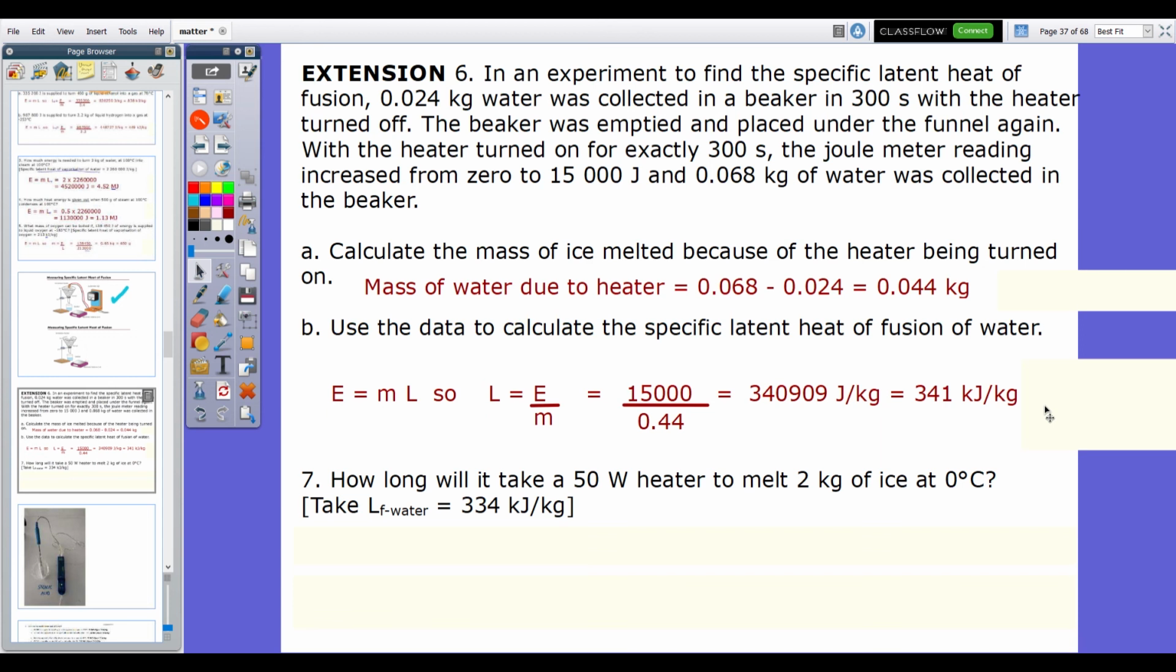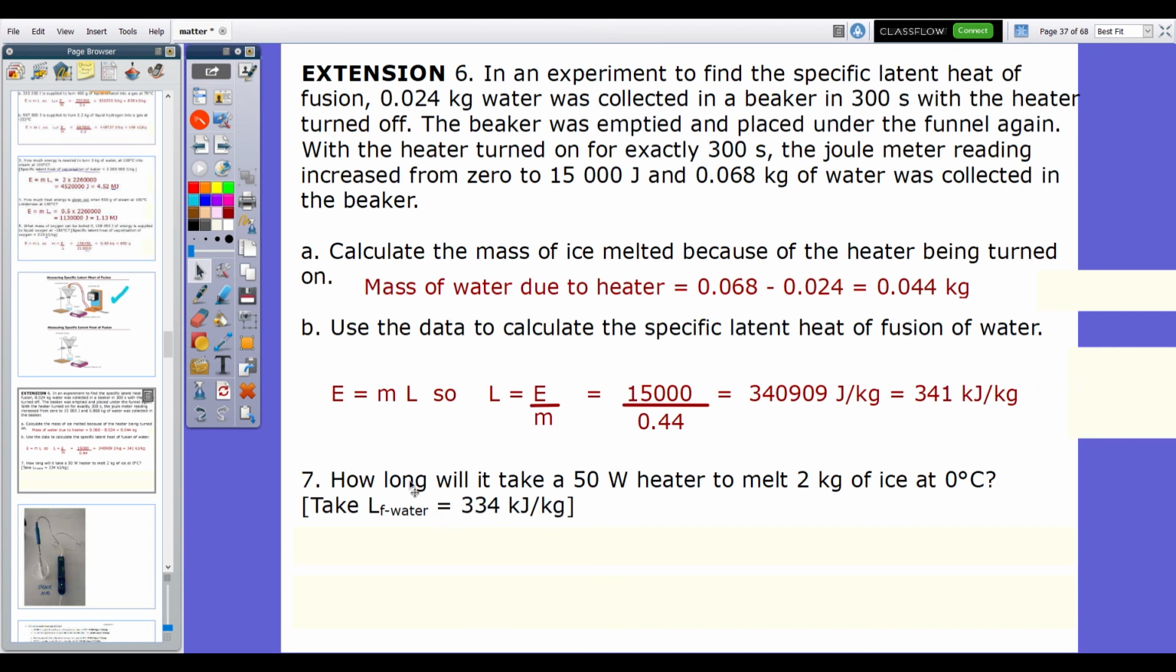Now, if you actually go to the question below, that's very close to the actual latent heat of fusion of water, which is 334. So this is an experiment. Clearly there's going to be extra heat losses, or there might not be as much water collected, so we might underestimate. But in that experiment, that's a pretty good experimental value that relates well.